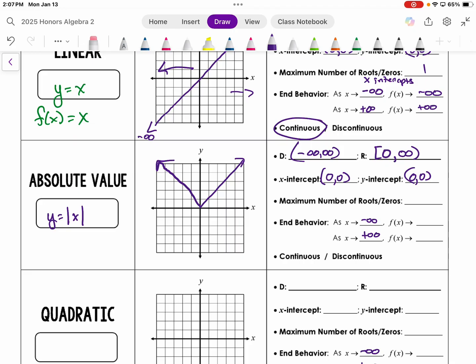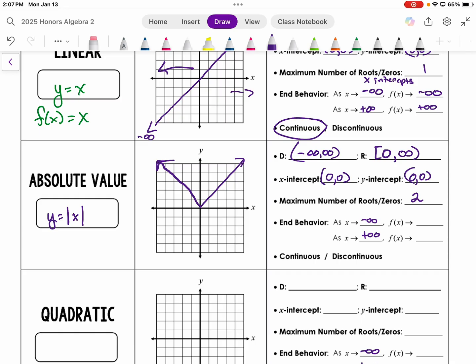Now, what's the maximum number of roots? 2. Right now, we're touching the x-axis how many times? Once, right? Because that's where the vertex is. But imagine if we took this V and shifted it down. Now how many times am I crossing that x-axis? 2. Okay, so the maximum you can have is 2.